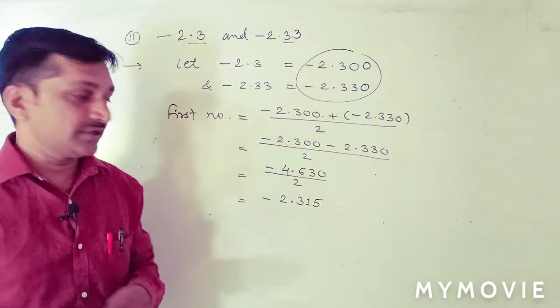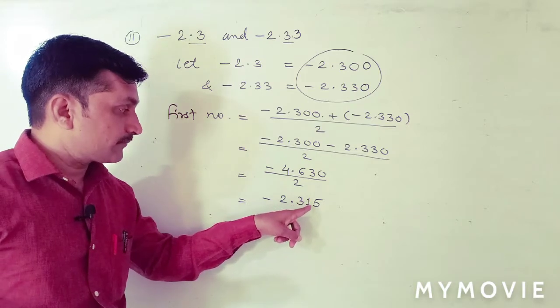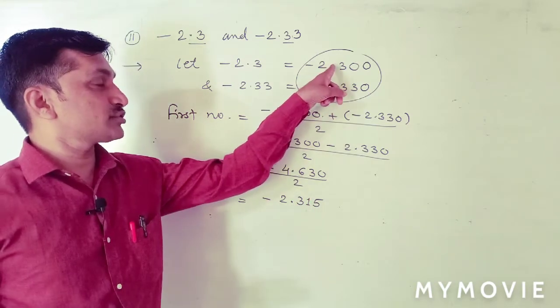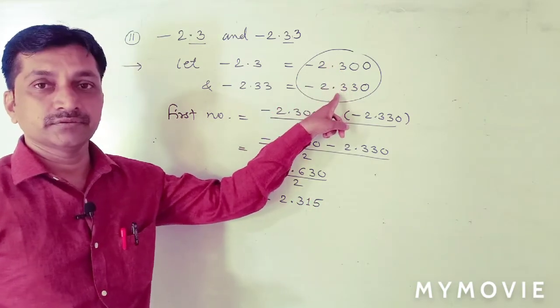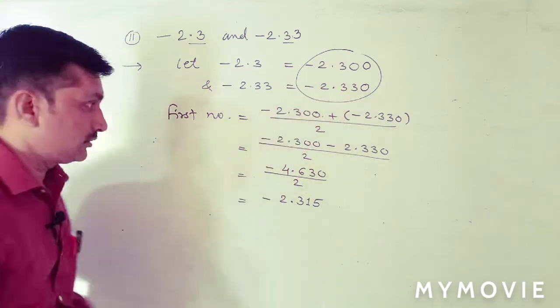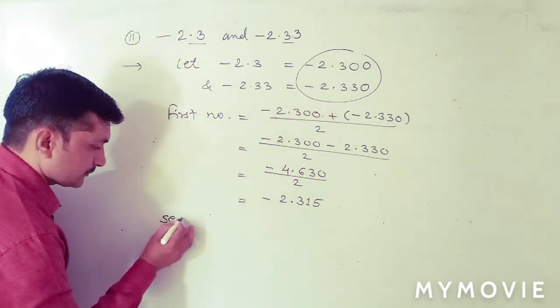Now to find average, pair of this number first with this and then second with this. Three numbers we want, that's why. Second number is equal to.